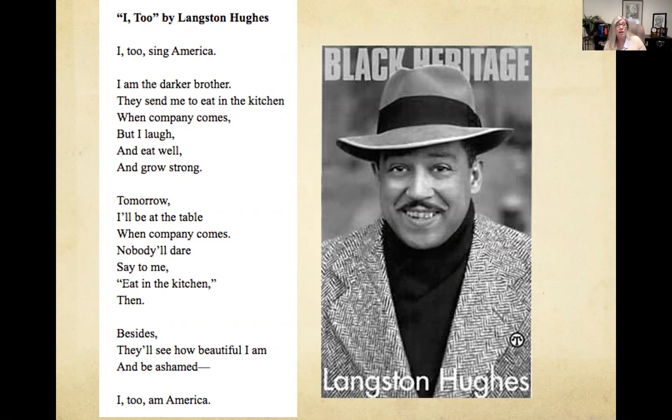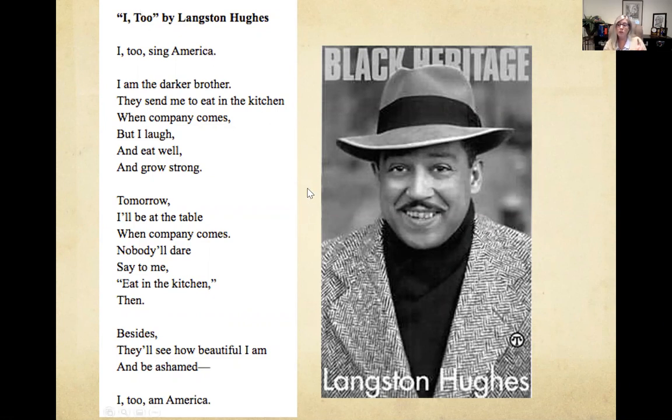I too sing America. I'm the darker brother. They send me to eat in the kitchen when company comes, but I laugh and eat well and grow strong. So that's referencing segregation. Tomorrow I'll be at the table when company comes. Nobody will dare say to me, eat in the kitchen then. Besides, they'll see how beautiful I am and be ashamed. I too am America.